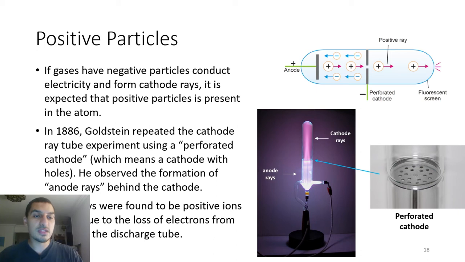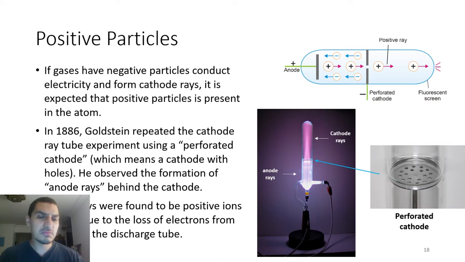So the scientists had an idea that there is something positive in the atom, and this positive particle should be there because the atom is electrically neutral. So there must be something that neutralizes the negative charge of the electrons. And this was not totally understood until the experiment was done with the cathode ray tube by a scientist whose name was Goldstein.